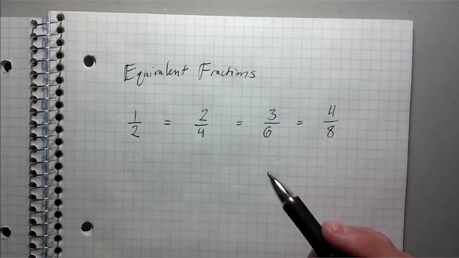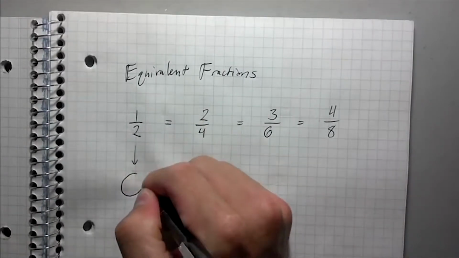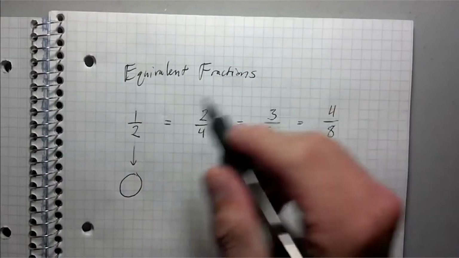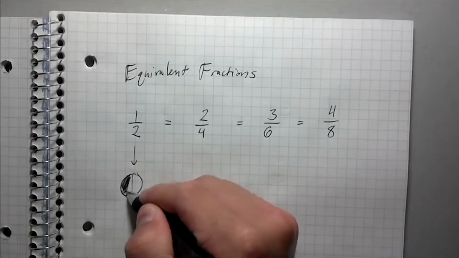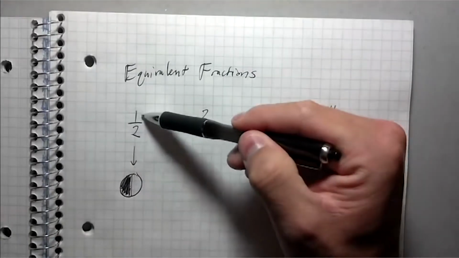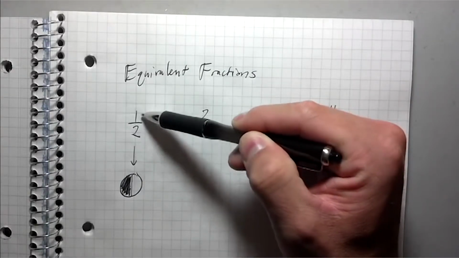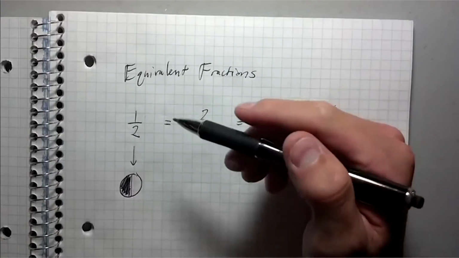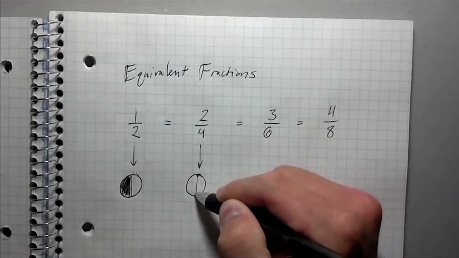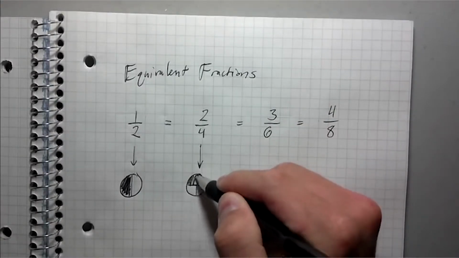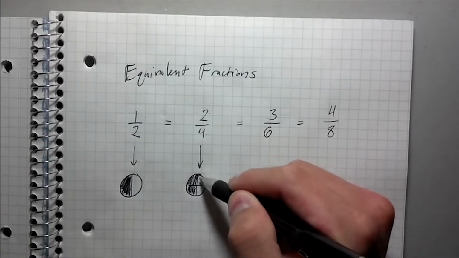But let me illustrate this using a diagram, and I think that this will give you a little better intuitive understanding of why these are equivalent. So if I drew 1/2, you see how I would get a picture like this? Because 1 is the number of pieces I have filled in, and 2 is the total number of pieces I have. So 1 out of 2. If I drew 2/4, I would get 4 pieces, and 2 of them would be filled in. Because 2 over 4. 2 out of 4 total.